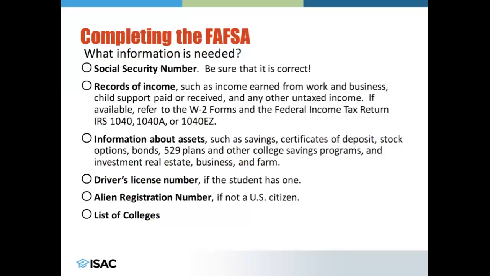So what do you need? The student needs his or her social security number, and then we need records of income and assets of the student and of the parent. And we're going to go through the questions about that. And we'll talk about all the investments and what's included and what needs to be excluded, because we also want to make sure you don't include things that are not supposed to be taken into account.